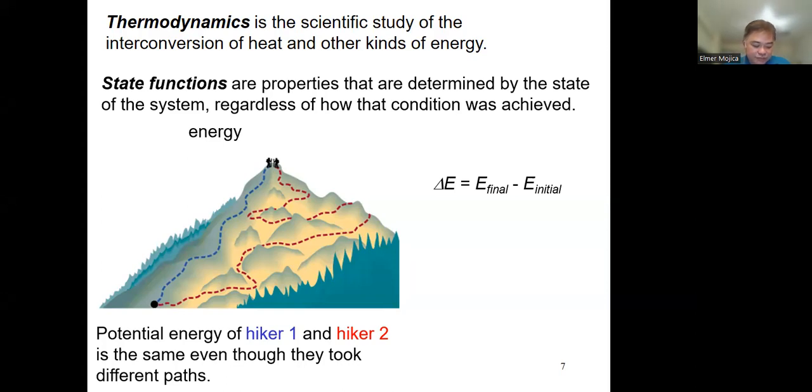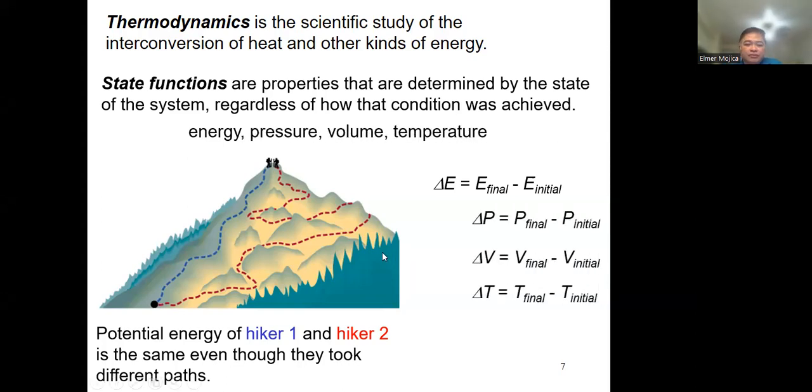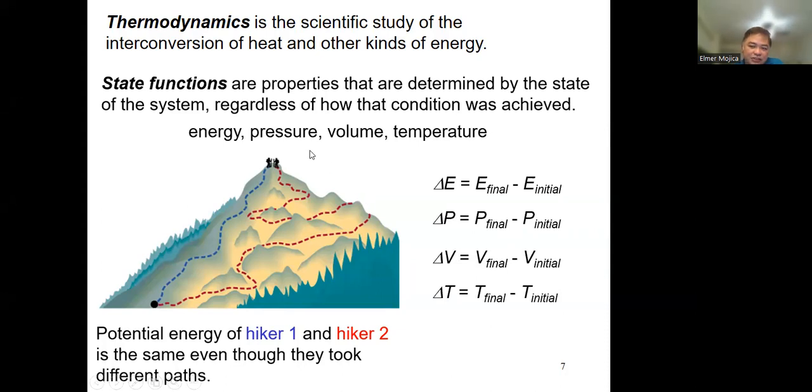Now, the thing that you need to know about state functions: energy is an example, pressure is an example, volume is an example, and temperature is an example. All of them depend on the initial and the final condition, and the difference between the final and the initial conditions is the property that you're looking for.